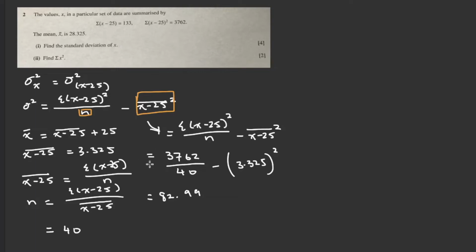But remember, this is the variance, so we need to square root this variance to find the standard deviation. After square rooting this, we find out that the standard deviation is equal to 9.11 in 3 significant figures. So that's part I done, and moving on to part II.